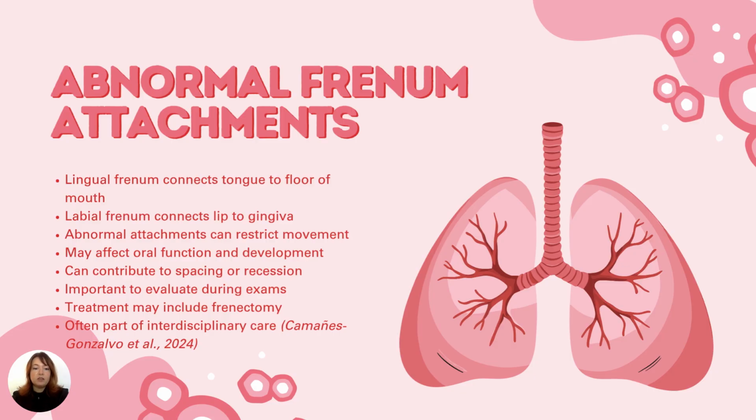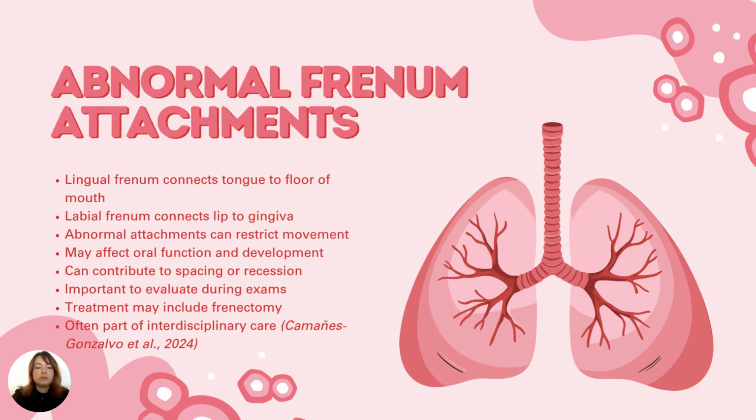So now we will be talking about more frenum attachments. We have already talked about the lingual frenum, which is the tongue tie. Now we also have a labial frenum, which is the one that connects our top lip, and we also have a few on our bottom lip, as well as on the sides. A lingual frenum connects the tongue to the floor of the mouth. The labial frenum connects the lip to the gingiva, or the gums.